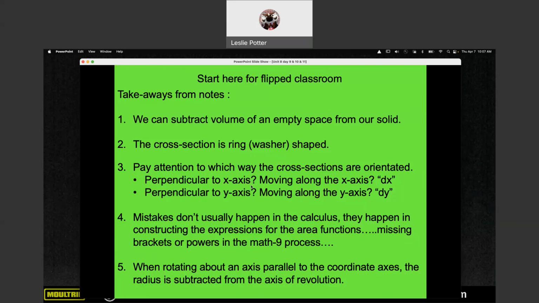This is for horizontal axes. Spell today horizontal axes. Really can't spell today, holy cow. And if it's a dy problem, then we're revolving about vertical axes.